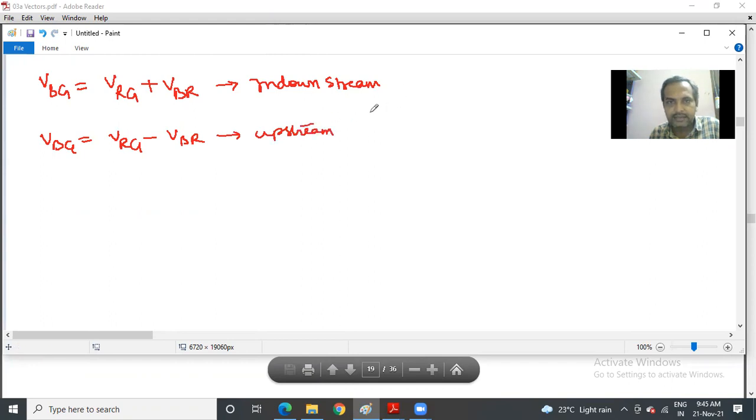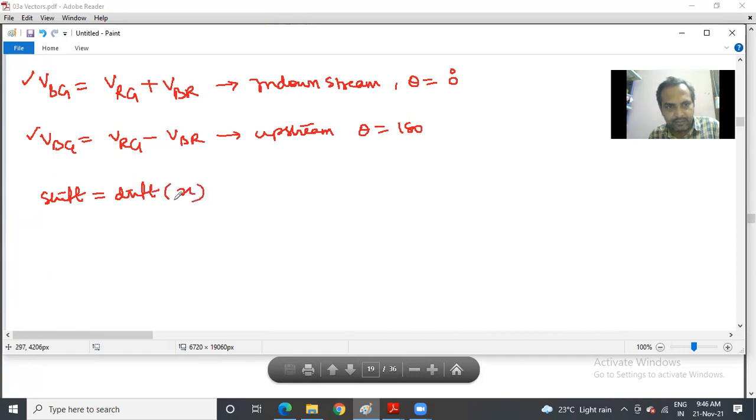Upstream is directly against the direction of the river, so theta is 180 here. Here, theta is 0. This is okay. Based on this, you can find out the time interval to cross the river upstream and downstream. Then you have also got the expression for shift, or drift.